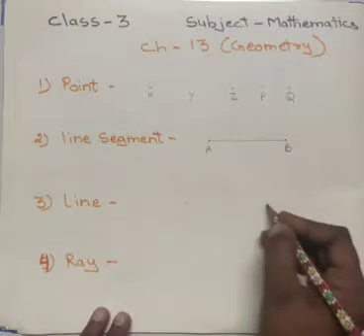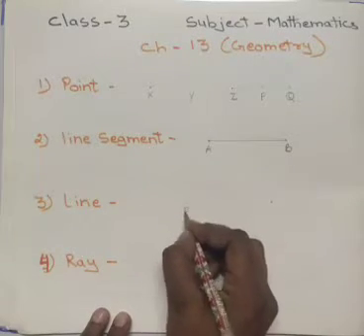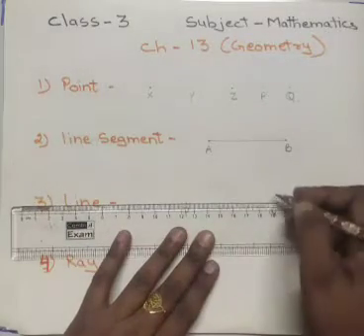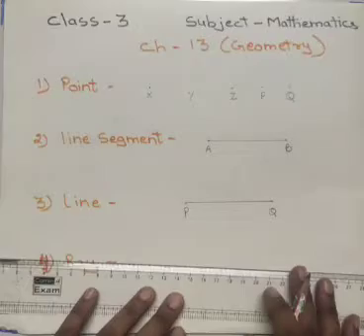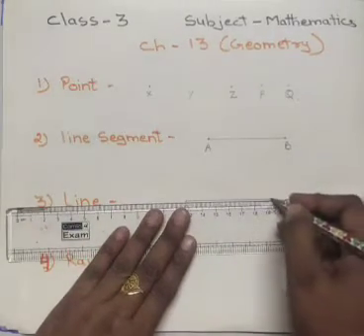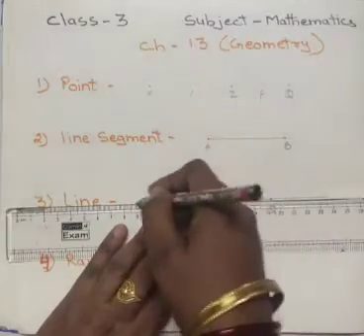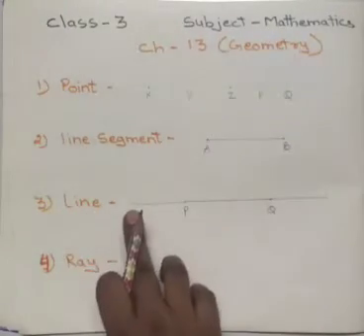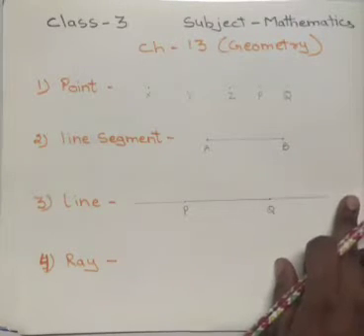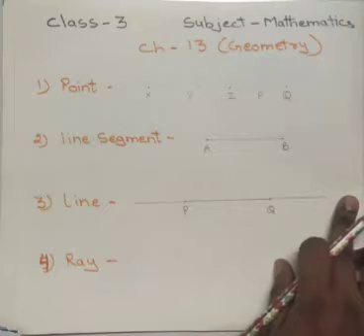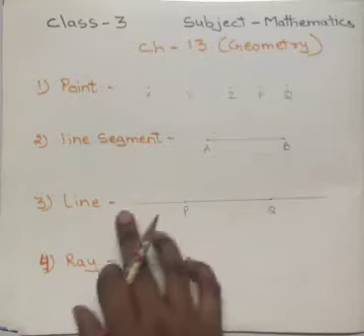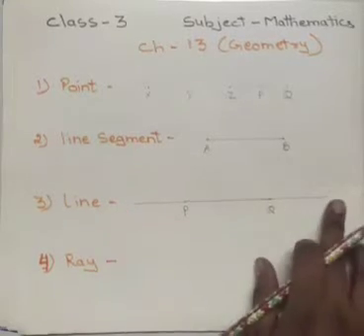Then a line. Let's take the same example, P and Q. I told you that from one point till another point, this is a line segment. But a line can extend in any direction, either this side or this side. So it has no beginning, no end. It can extend in any direction at any length. It does not have any end points, no beginning, no end.